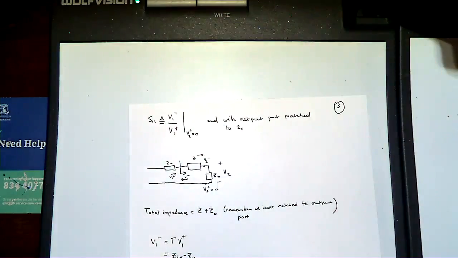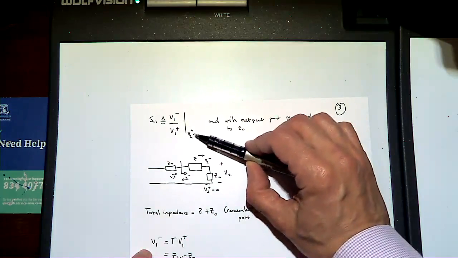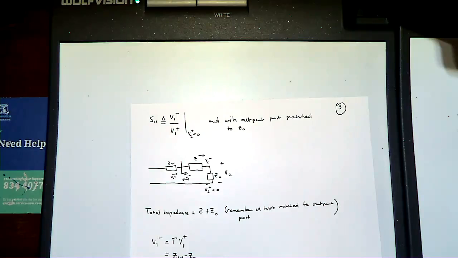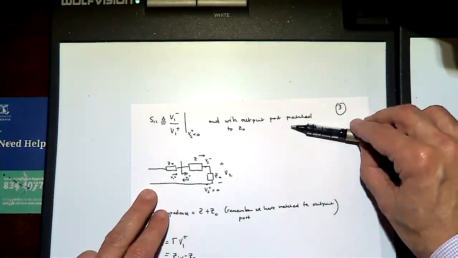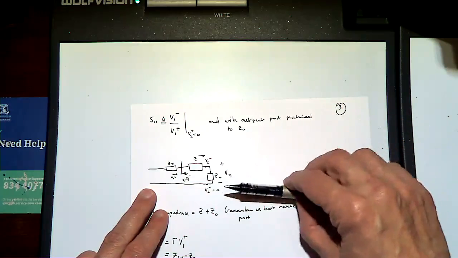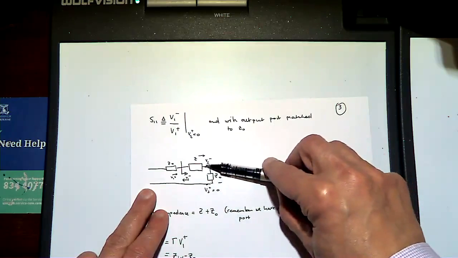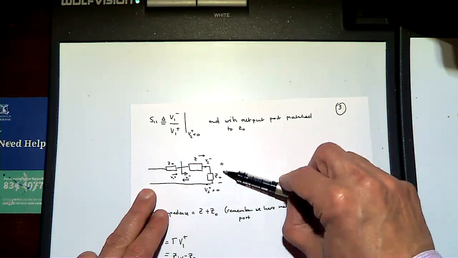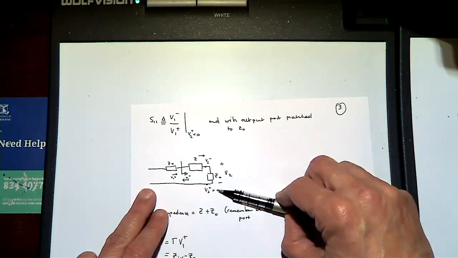Then I asked you to work out S11, which by definition was V1 minus on V1 plus when V2 plus equals 0. Specifically, I stated that this situation occurs when the output port is matched, right? So in order to calculate S11, we switch in a Z0 to the output port, right? That's where that extra Z0 is coming from, right?